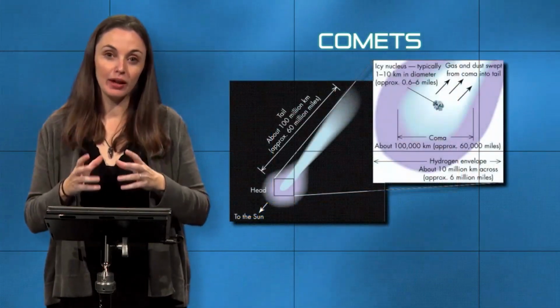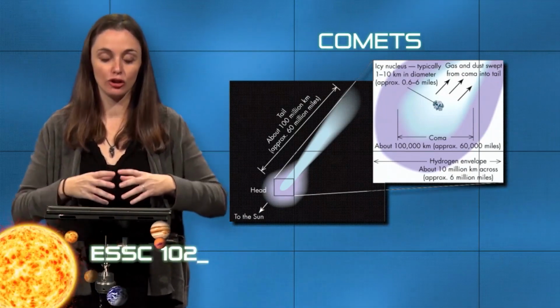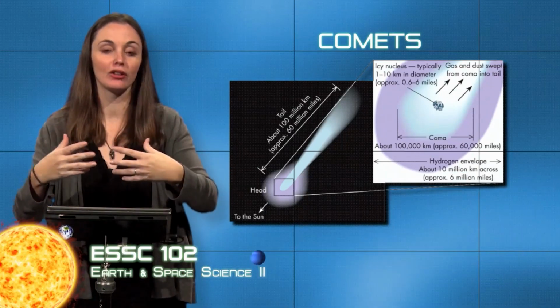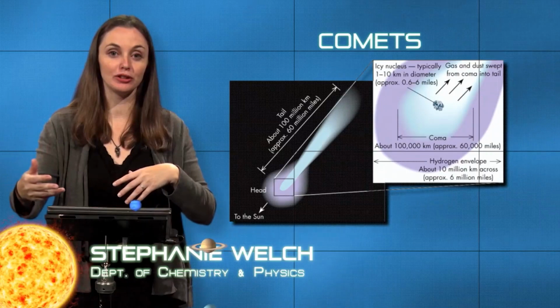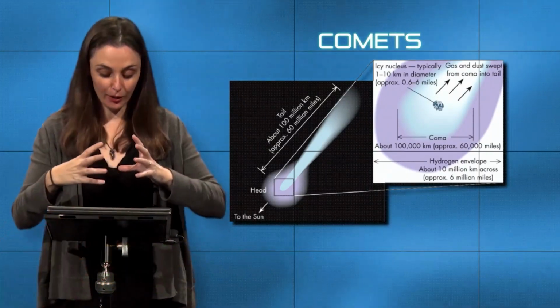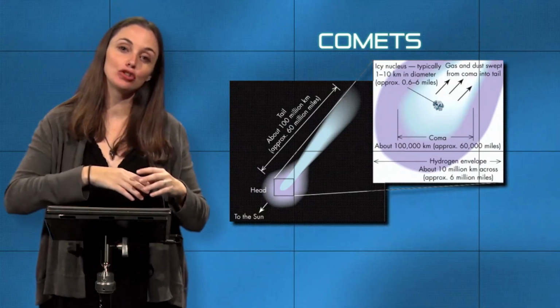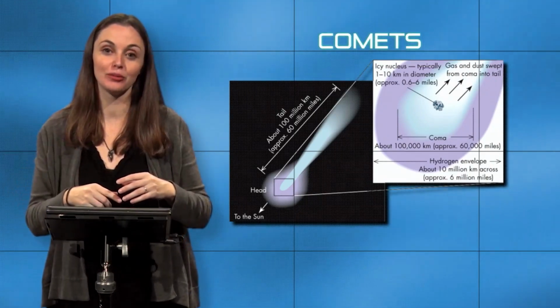The ice that makes up some of the core of this object, the relatively small object, turns directly into a gas. It skips that stage entirely where the solid turns into a liquid. It goes straight to a gas. It's called sublimation. And this gas then envelops that icy object like an atmosphere, and then that atmosphere trails out behind the comet as it moves into the inner solar system.